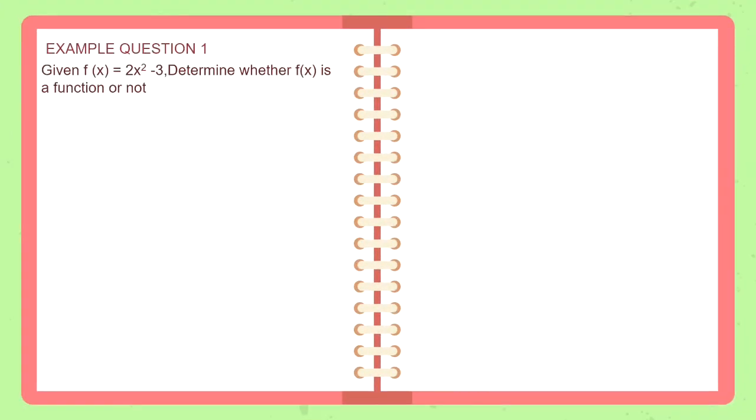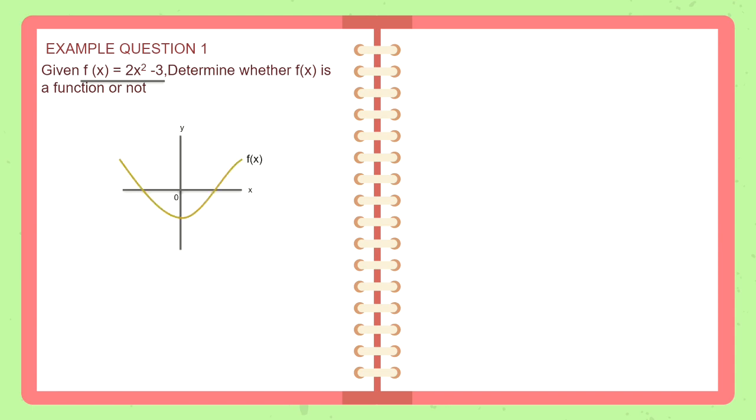So, let's see example question 1. Given f(x) equals 2x squared minus 3, determine whether f(x) is a function or not. First, we must know what type of graph we need to draw. From the question, f(x) equals 2x squared minus 3, we know that it is a quadratic function. And a is positive, which is 2, so we need to draw a minimum graph. So the graph will be like this.